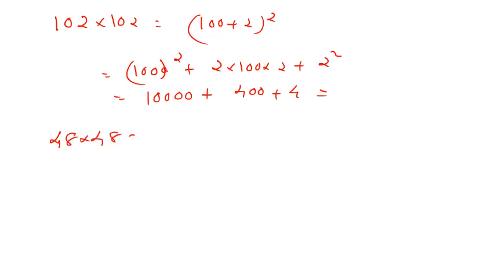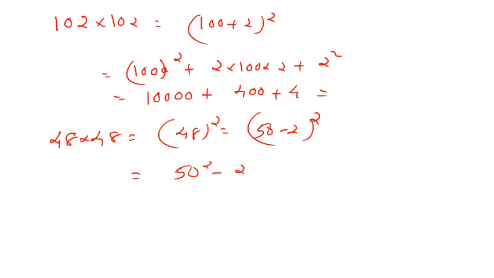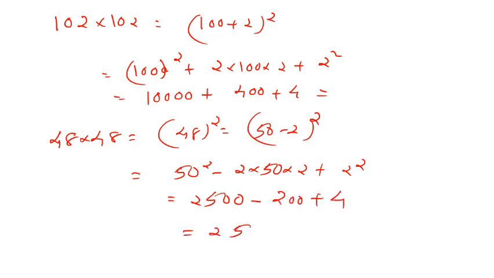Another, you see 48 into 48. How to write? 48 squared. 48 squared is actually 50 minus 2 the whole square. 50 squared minus 2 into 50 into 2 plus 2 squared. 50 squared is 2500 minus 2 into 2 into 50, 200, plus 4. So 2504 minus 200. Find out the answer.